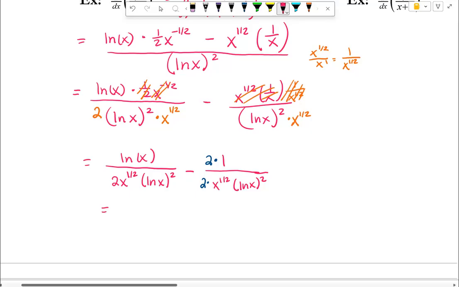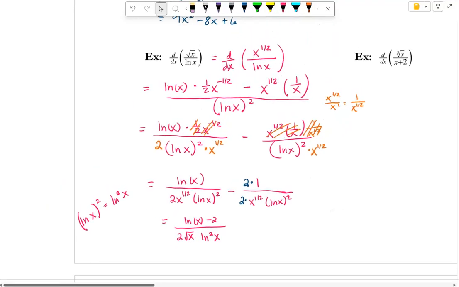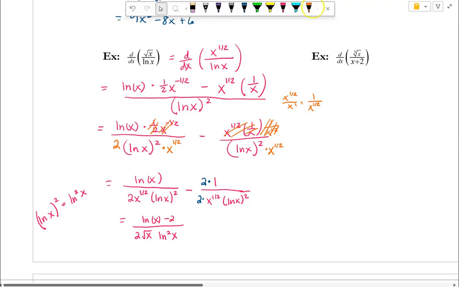We're going to have ln of x minus 2 over 2 root x times the natural log of x, that quantity squared. I also wanted to just make a quick note that when I have the natural log of x times itself, we often write that with the exponent between the ln and the x. You'll see it kind of two different ways. All right, so that was a lot of work. That was a lot of cleanup to get to this final answer.